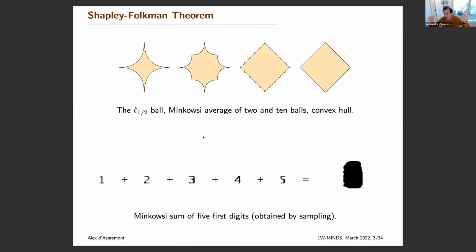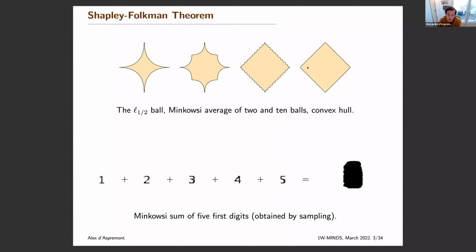Let's start by doing the average of two L1 half balls. And what we get is this set here. It's still non-convex, but you could argue that it's less non-convex than the original one. We can push this procedure a little bit further. This here is the Minkowski average of 10 L1 half balls. And you see that it's getting closer and closer to being convex. In fact, when you push n towards infinity, you get closer and closer to the L1 ball, and that's convex, right?